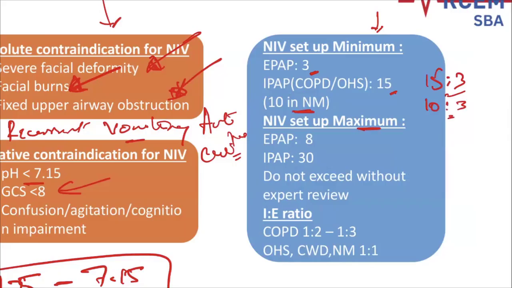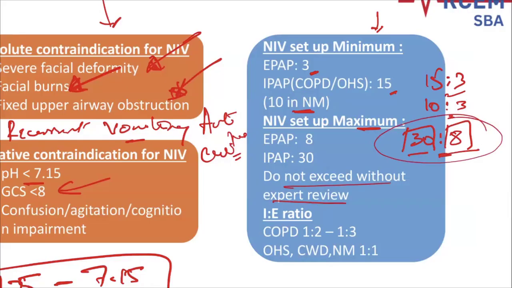What about maximum? Maximum, as an emergency physician, is 30 is to 2. This is the inspiratory positive airway pressure, and this is the expiratory positive airway pressure. Do not exceed this limit without having an expert review. That means do not exceed it before you consult with a chest physician.